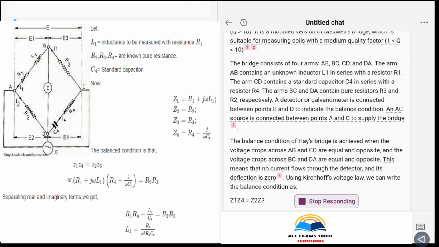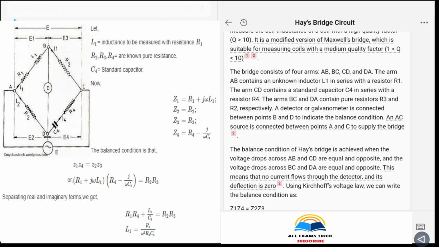The balance condition of Hayes bridge is achieved when the voltage drops across AB and CD are equal and opposite, and the voltage drops across BC and DA are equal and opposite. This means that no current flows through the detector, and its deflection is zero.